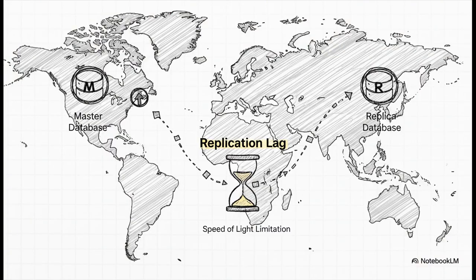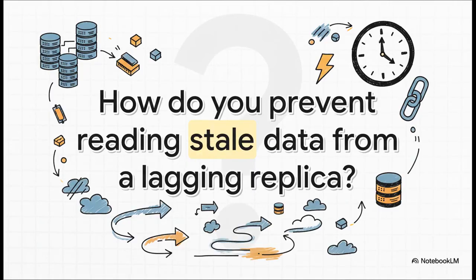And here is where we meet the final boss, replication lag. This is where you run up against the laws of physics. When data gets written to the master database in, say, the United States, it takes real time, milliseconds, sometimes even seconds, for that change to get copied over to the replica database in Europe. The speed of light is a very real bottleneck. This creates a really nasty race condition.